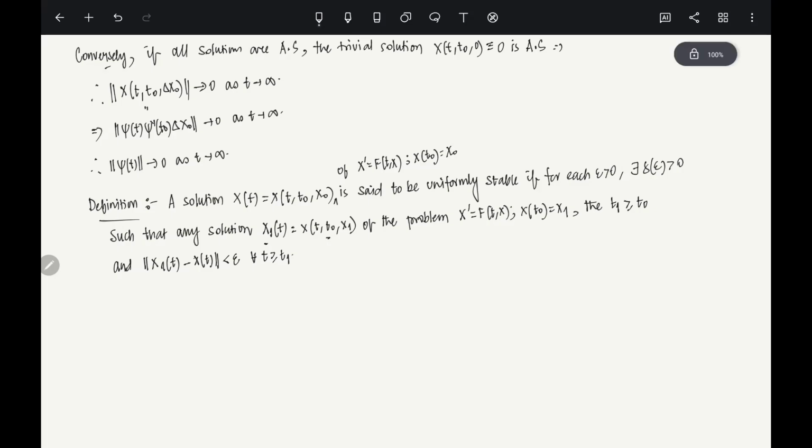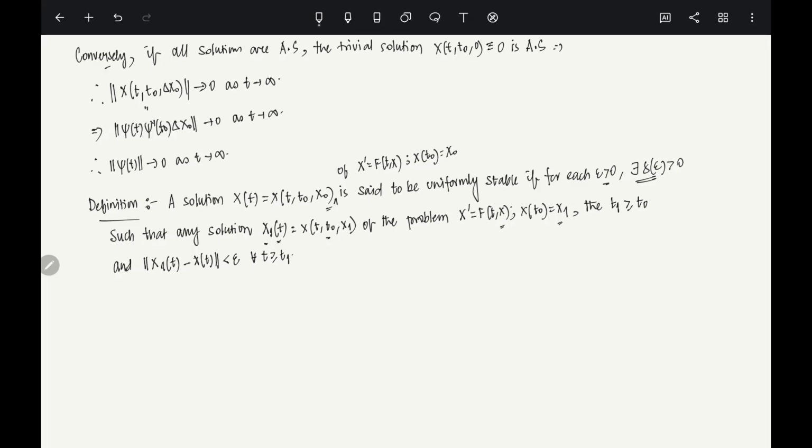So this is just the definition of uniformly stable. What we are saying is this: if you have this initial solution, and then you have this problem with the initial data x1, then the resulting solution with the initial data x1 and the original solution x(t) can be made less than epsilon, that's all. And this holds for every epsilon. You can actually find a delta such that this holds.